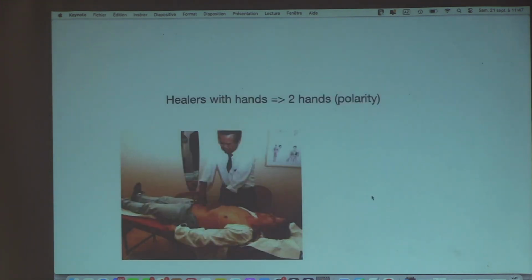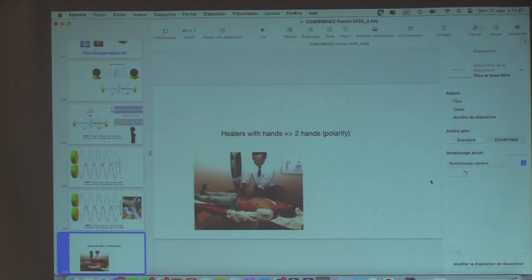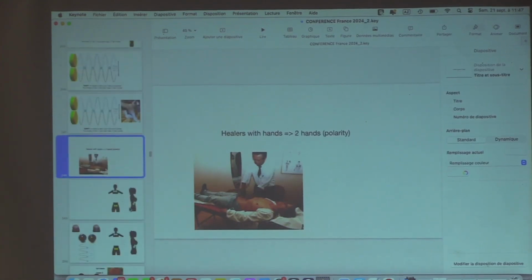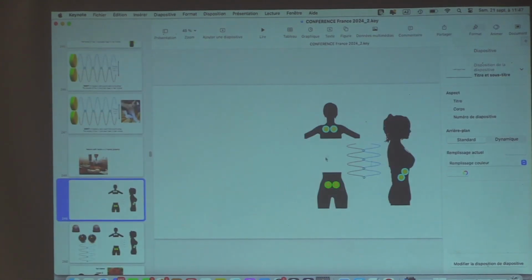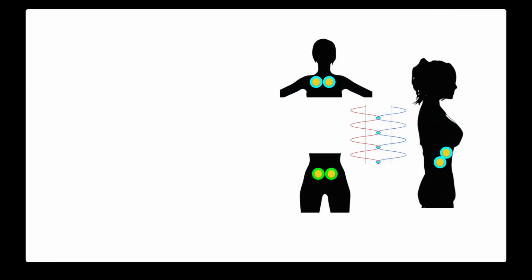No catastrophe. And this is also the reason why healers work with their two hands. Oh, yeah. Because you need the two polarities. Yeah. Thank you. So you can use them together on your body to help the body.